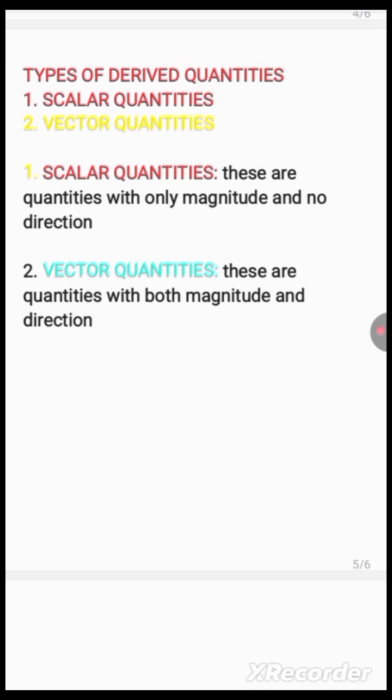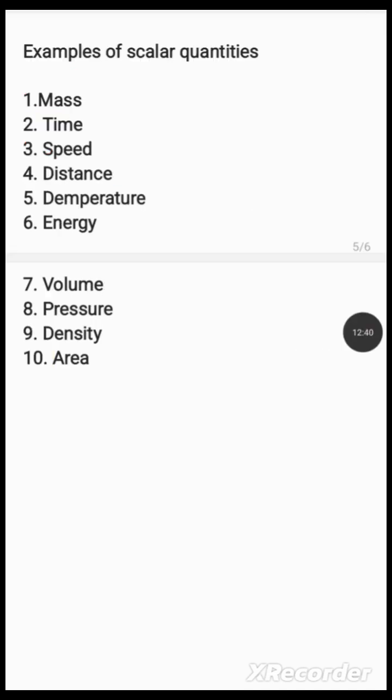Examples of scalar quantities are mass, time, speed, distance, temperature, energy, volume, pressure, density, and area. Note that these quantities do not have a direction. They only have a numerical value or a magnitude. They cannot be described in any specific direction.